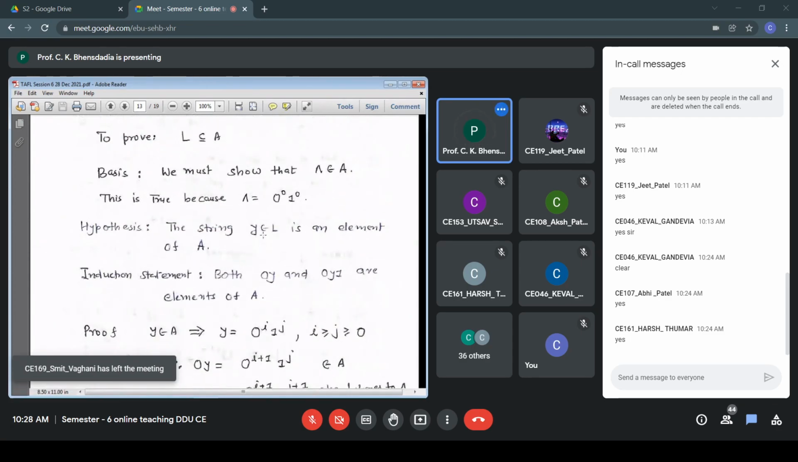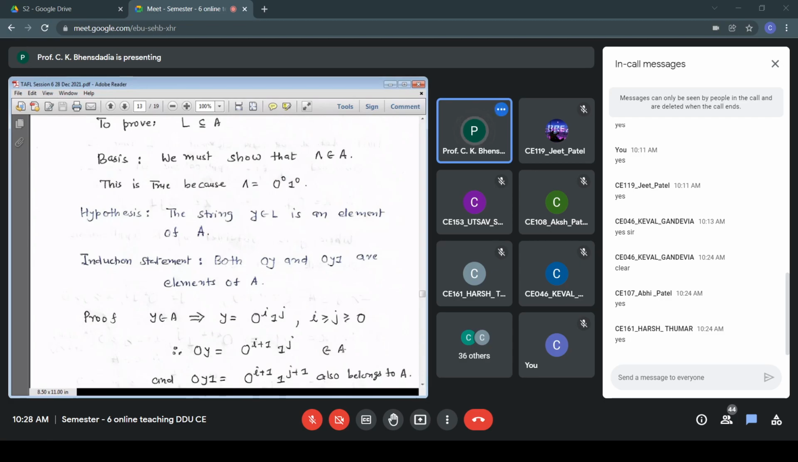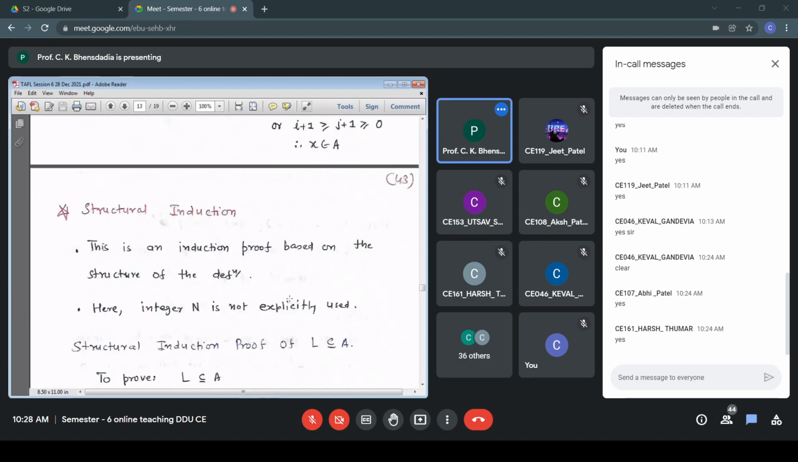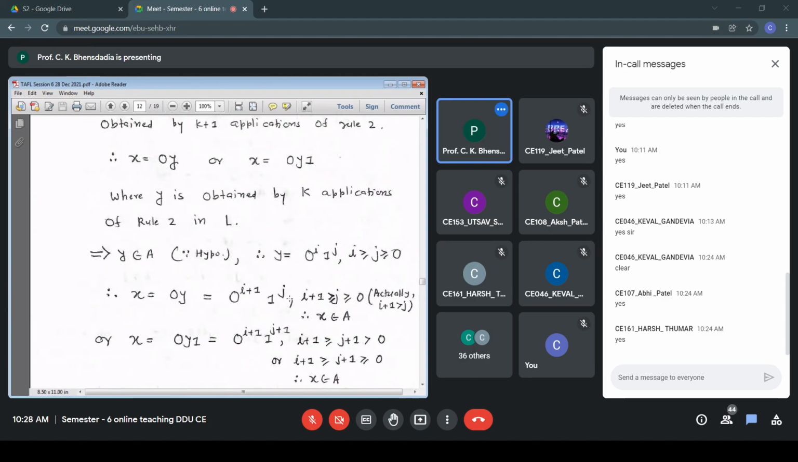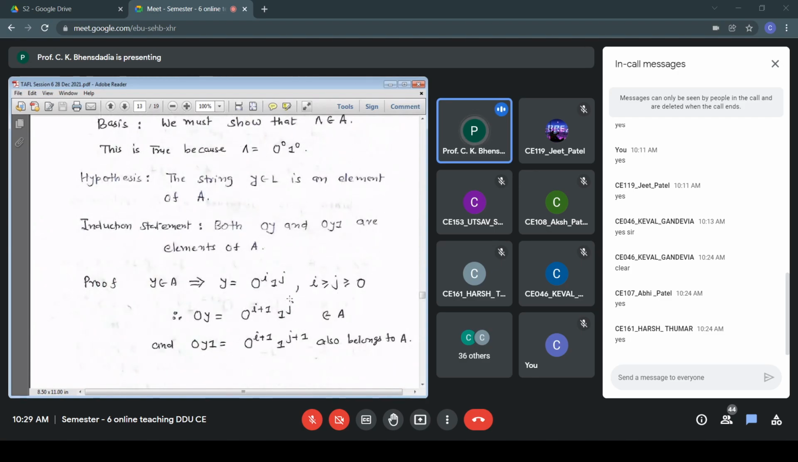Y belongs to A. Y is an element of A from the hypothesis, therefore y equal to this. And x is my 0y or 0y1. So x is this, it belongs to A. Same argument for 0y and 0y1 to be in A. This one, i plus 1 greater than or equal to j greater than or equal to 0 in the first case, and i plus 1 greater than or equal to j plus 1 greater than or equal to 0 in the second case. In both the cases, x belongs to A. So that completes my structural induction proof.